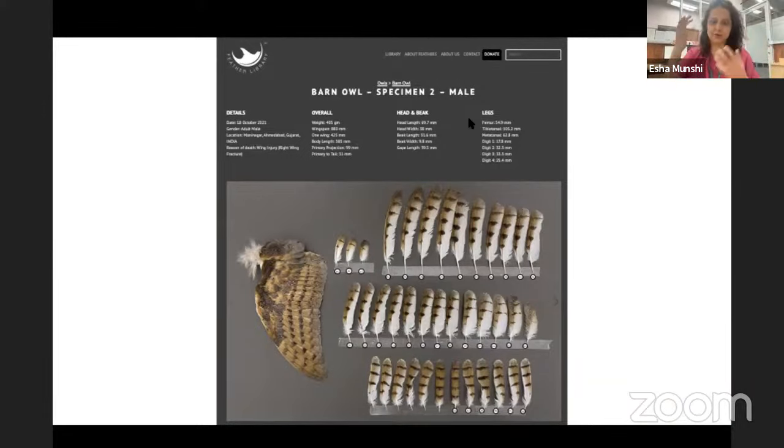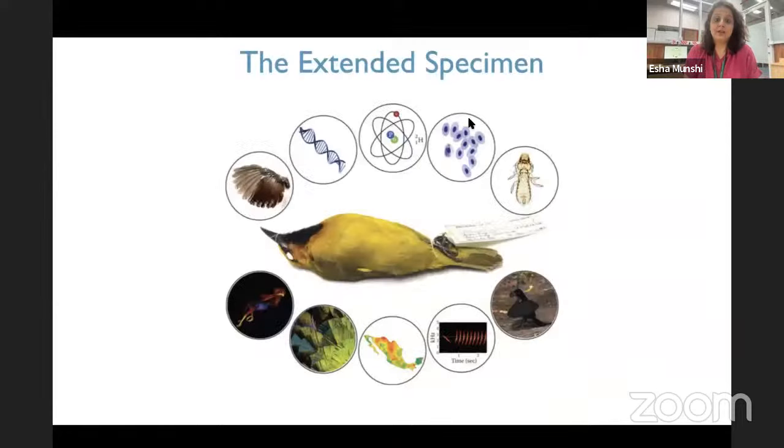I already have thousands of them in my head while working with these specimens. What we are looking for is the future specimen, which Mike Webster calls the extended specimen, where you have one bird, its extended wing, and its DNA. With today's technology, you can have an X-ray, CT scan, sound, ectoparasites in the feathers, the food in their gut, the sex of the bird, the basic dimensions of the bird, everything packed in one extended specimen. That is the future we are looking for at Feather Library.